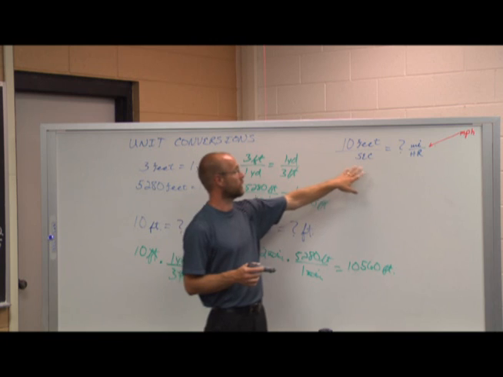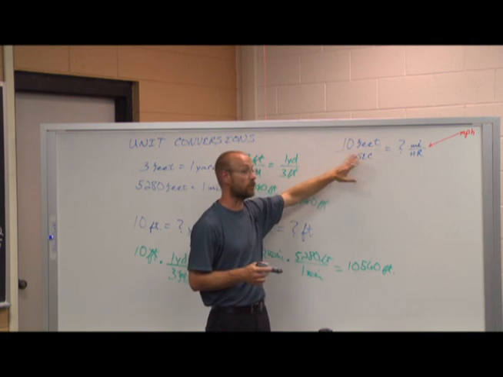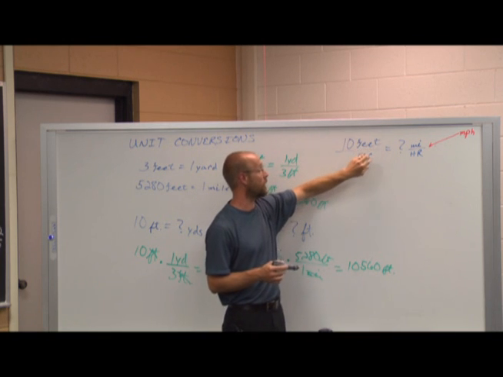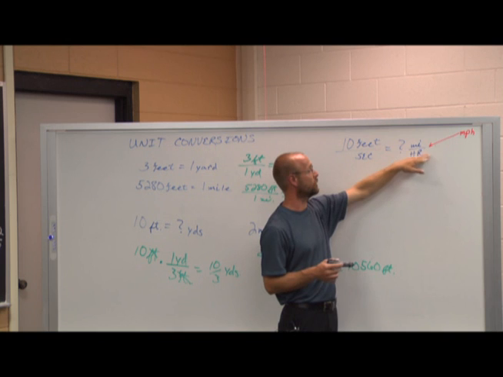The last example we're going to look at is, what if we're given units of 10 feet per second? Well, now we have units on top and units on the bottom, and we're asked to convert that to miles per hour.